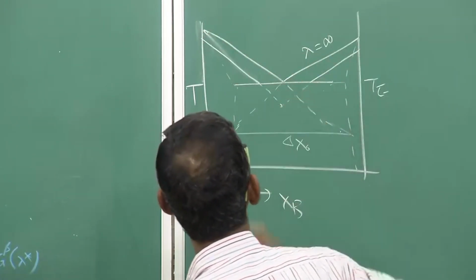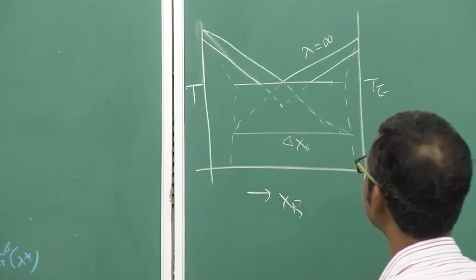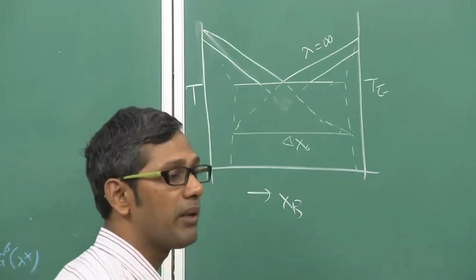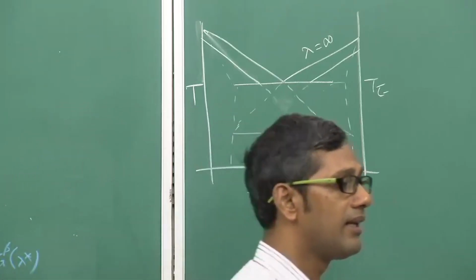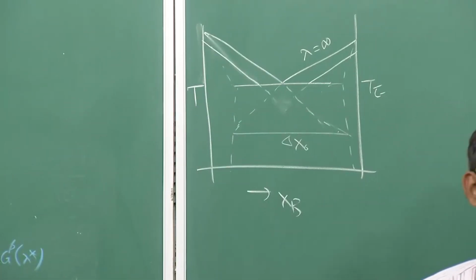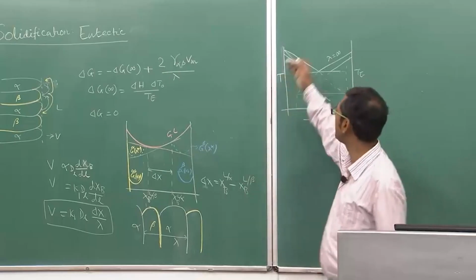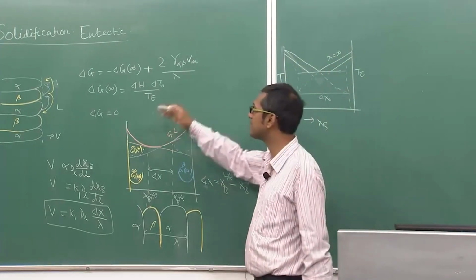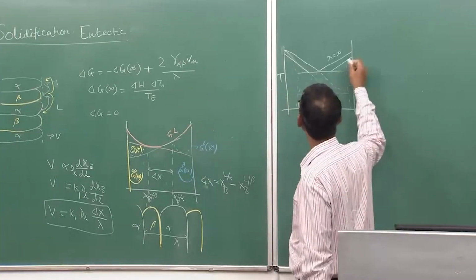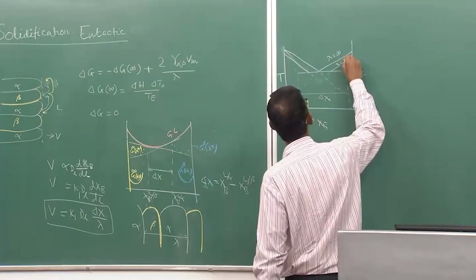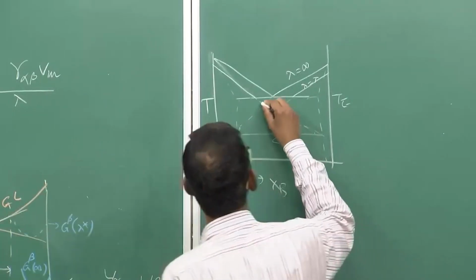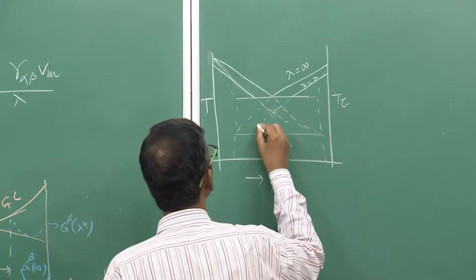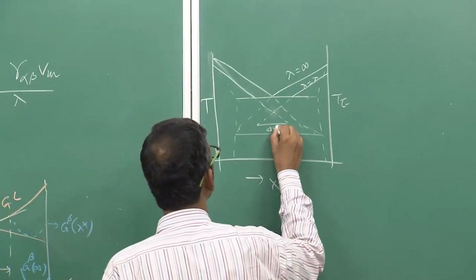Why? Because when lambda is finite, temperature will go down, as this is the effect of the interface. As the interface energy becomes higher, delta T will decrease. This is lambda equal to lambda. So this is the melting temperature you take. Now if we extend that, then this is what becomes delta x.